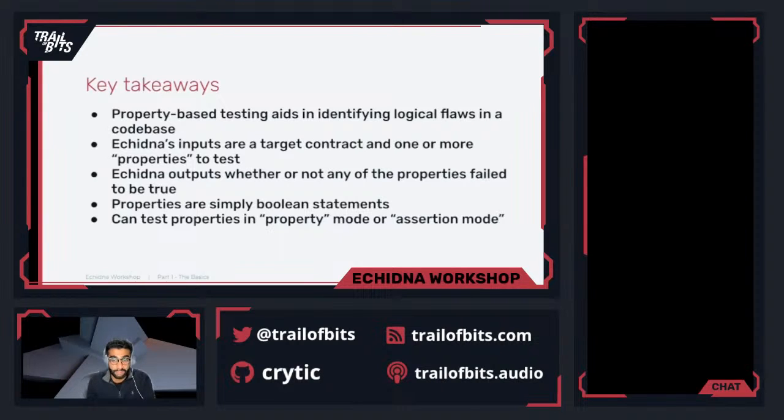And properties are simply Boolean statements. They're either true or false, and that's it. Basically, you take English, you say total supply must always be greater than a user's balance, convert that into a Boolean statement, and that's a property. It's a truth. And you can test properties in property mode or assertion mode, and we'll talk more about assertion mode as well as property mode in the future workshops.